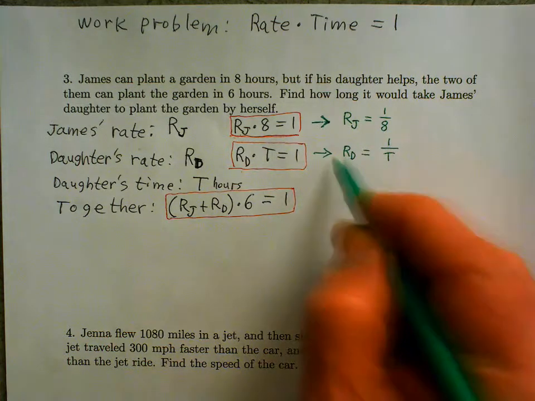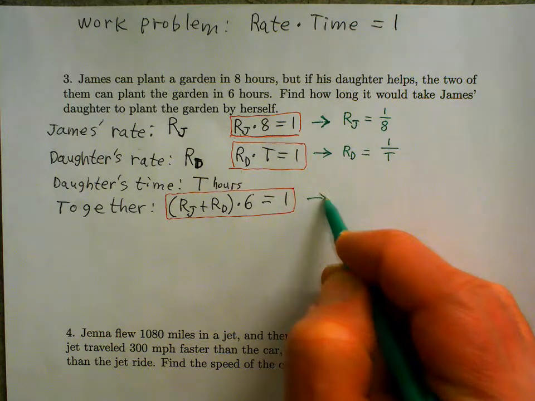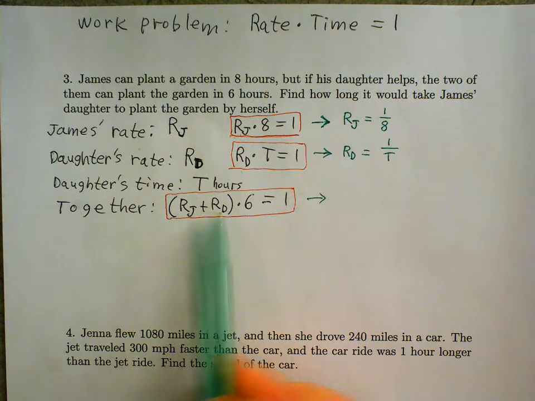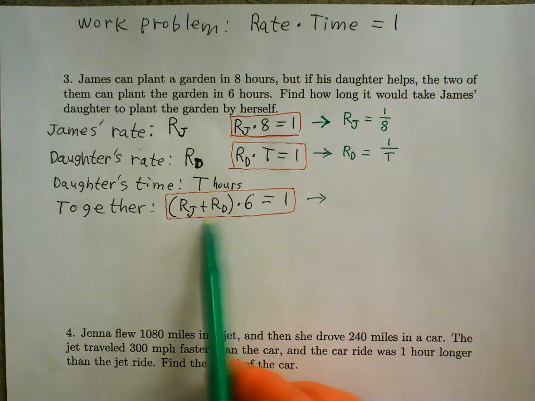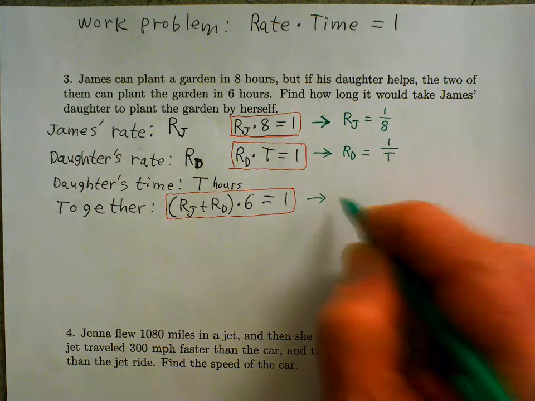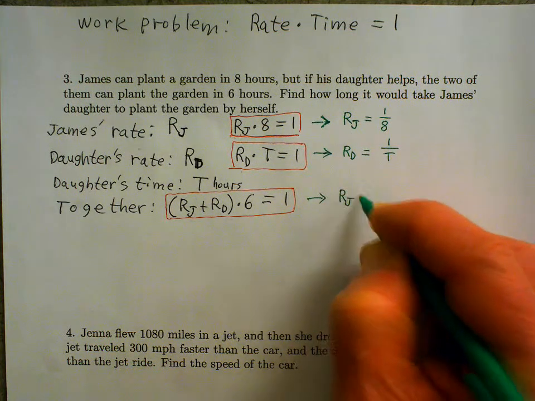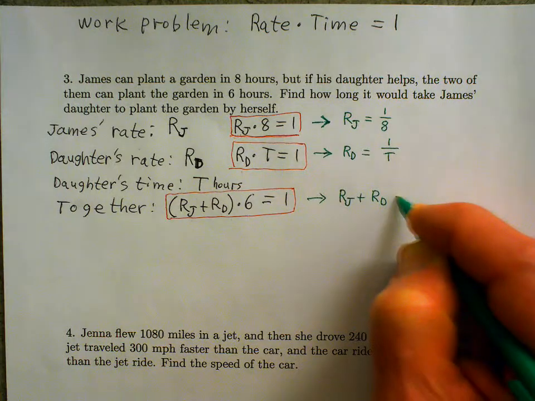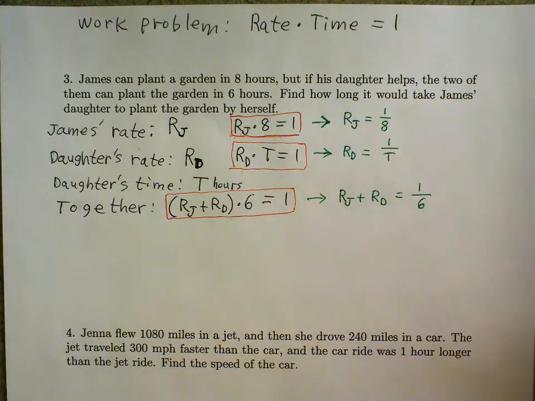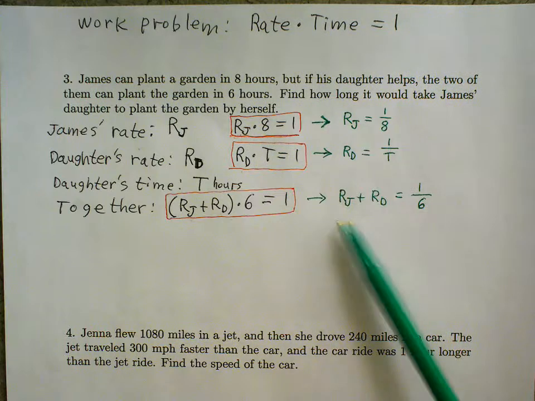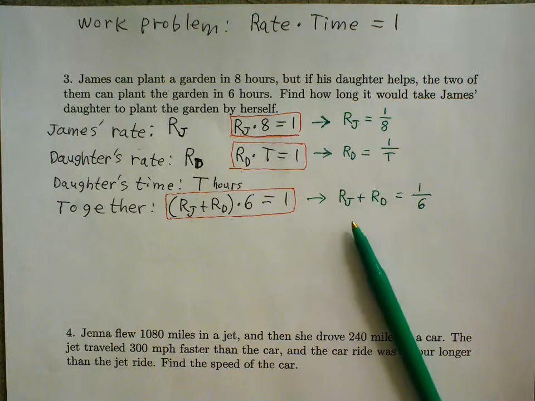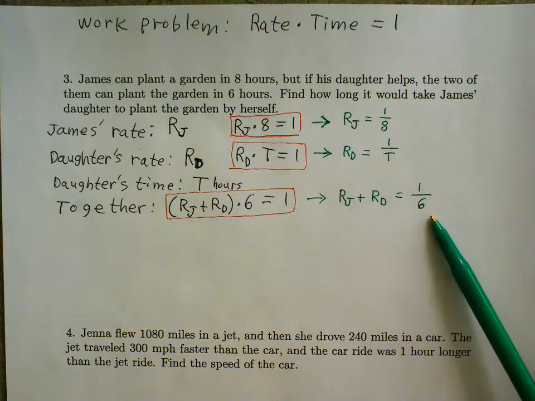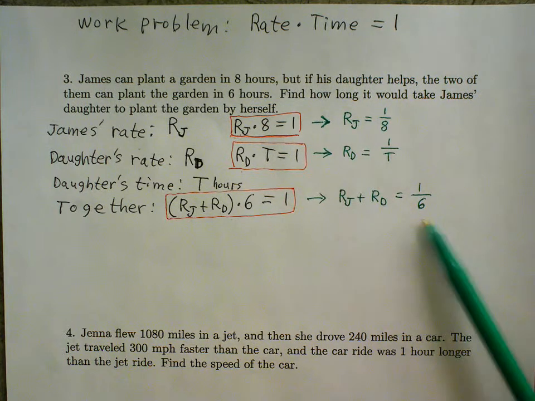Okay, then in the equation for them working together, we want to solve for the sum of their rates, James's rate plus the daughter's rate. So on this one, we divide both sides by 6. So James's rate plus the daughter's rate is 1 divided by 6. So what does this mean? It means that when they work together, they can plant 1/6 of the garden per hour. When they work together, this is their hourly rate.